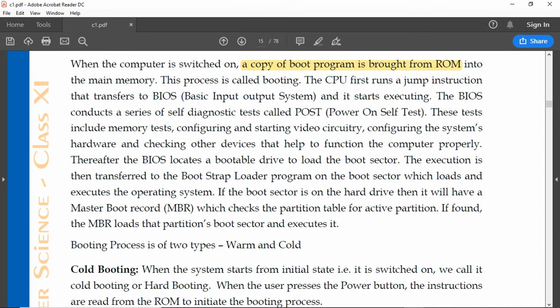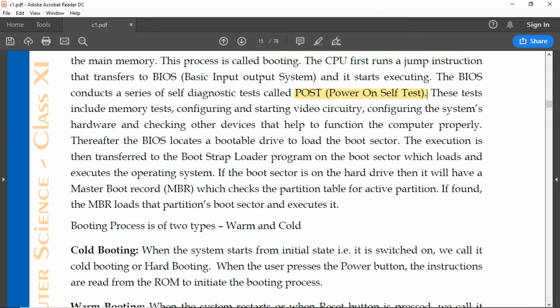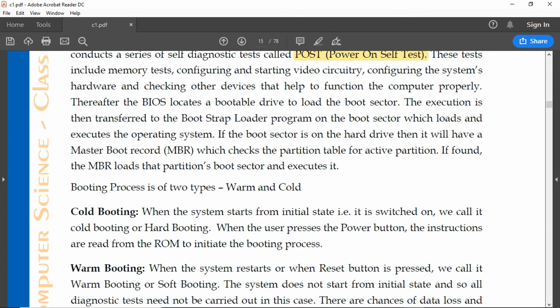The BIOS conducts a series of self-diagnostic tests called power-on self-test. These tests include memory tests, configuring and starting video circuitry, configuring the system's hardware and checking other devices that help to function the computer properly. Thereafter the BIOS locates a bootable drive to load the boot sector.